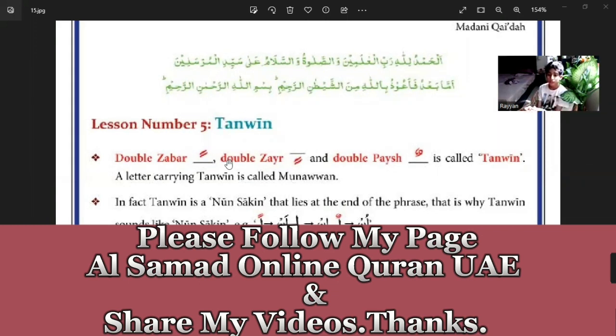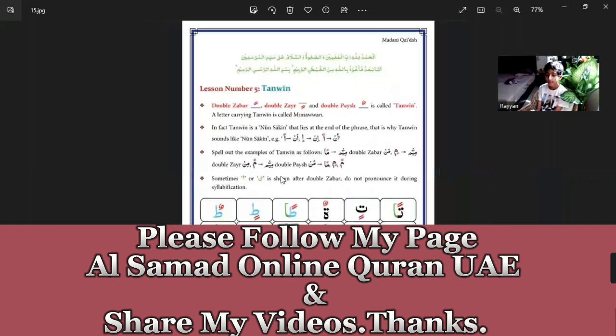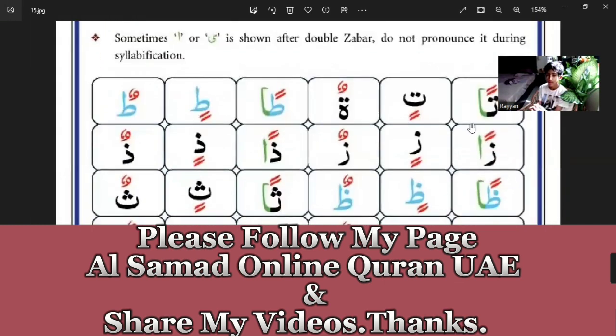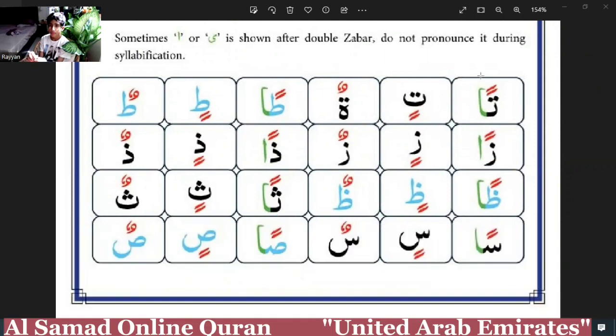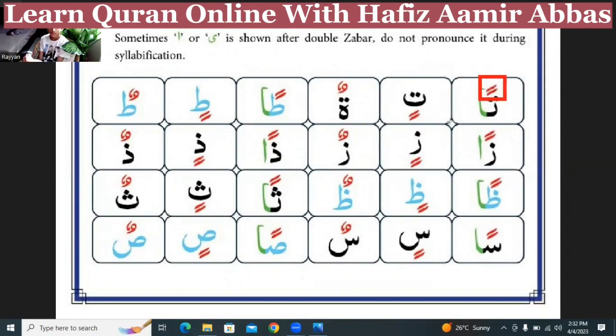Fathatain, Kasratain, and Dammatain. So Fathatain, Kasratain, and Dammatain are called Tanween. And what are these signs' names? Fathatain, Kasratain, and Dammatain. That's very good.